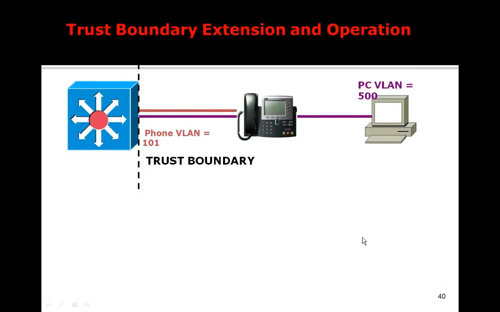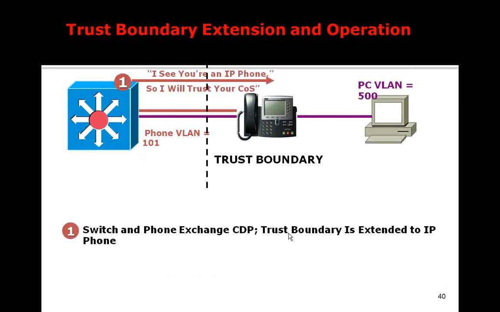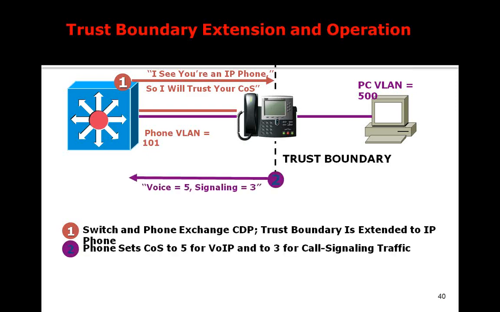So again, trust boundary extensions and operations. You can move the trust boundary out to the phone itself, which actually requires less work on your behalf because the phone is then trusted. It's a little easier. You don't have to set up access control lists or do any sort of tagging as a packet comes into your switch, but there is the risk that something spoofs that phone, in which case you may have some problems with your trust boundary. So again, this just shows that when the phone sends its signaling or voice packets, the phone is tagging it properly and our switch is trusting that tag.